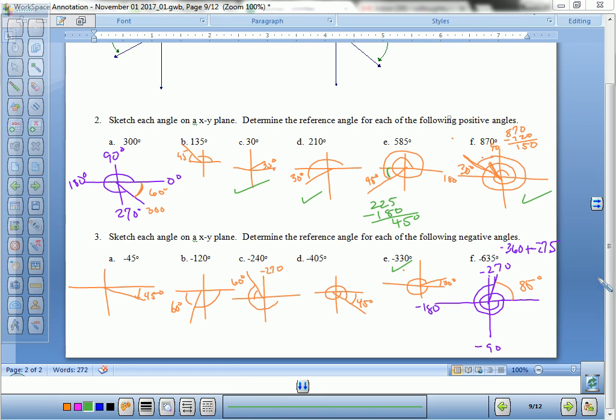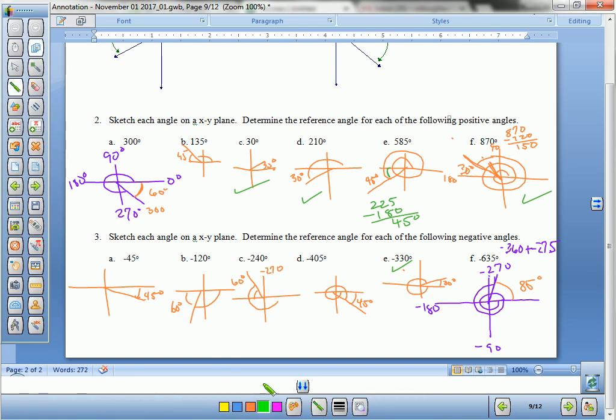This one's 70 degrees? 60 degrees. All right, so B was 45 degrees. C was 30 degrees. D was also 30 degrees.